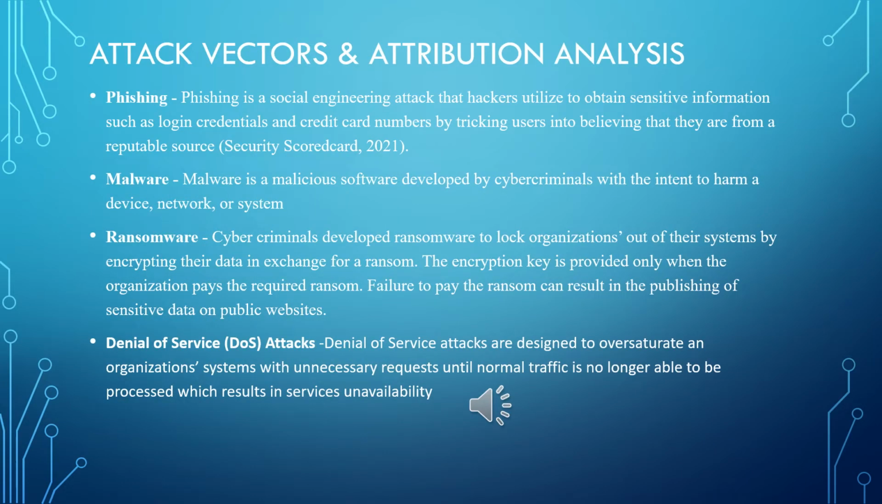All right, let's talk about attack vectors and attribution analysis. First, phishing. Phishing is a social engineering attack that hackers utilize to obtain sensitive information such as login credentials and credit card numbers by tricking users into believing that they are from a reputable source. Malware. Malware is malicious software developed by cyber criminals with the intent to harm a device, network, or system.